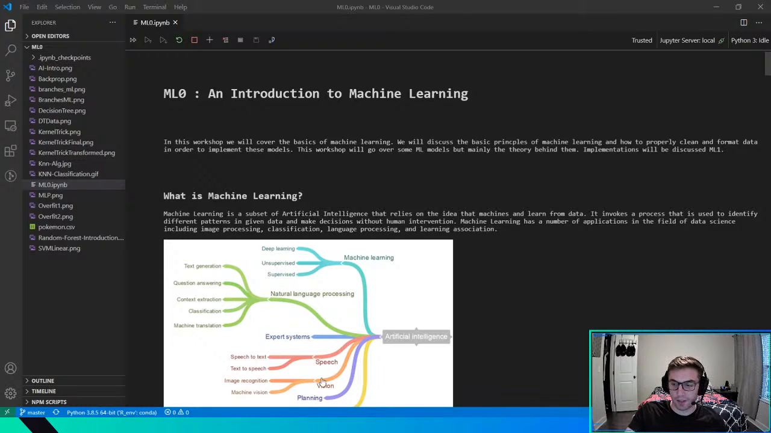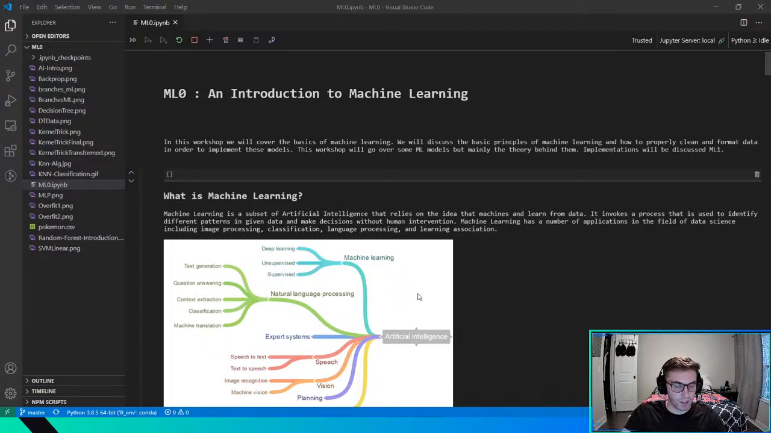All right, I think we've started now. So today we're going to be talking about an overview of machine learning. We're going to cover all the basics of machine learning. We'll discuss the principles of machine learning and how to properly clean and format data in order to implement these models. We're going to go over some basic ML models, but mainly the theory behind them. Implementations will be discussed next Monday in ML1. That's where we'll be coding it.